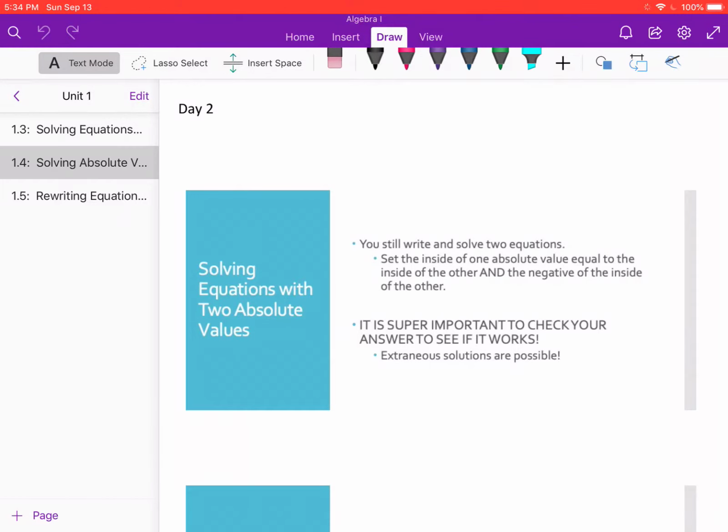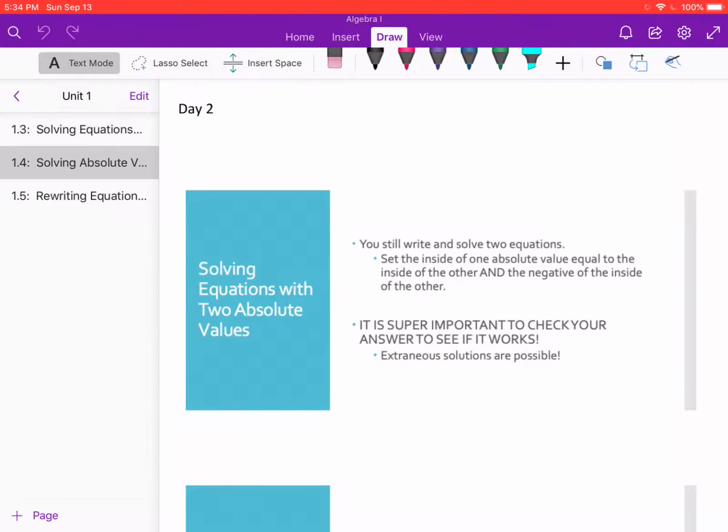This is 1.4, solving absolute value functions, day 2. On day 1, we talked about how to solve absolute value functions where there was one absolute value. And today we're going to add a little bit of an extra aspect to it, see where there are 2 absolute values. So it's going to be the same kind of concept where we're still going to write and solve 2 of the equations.